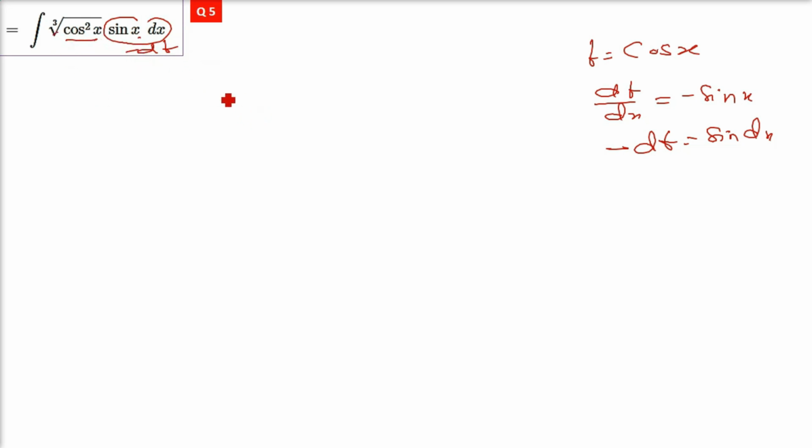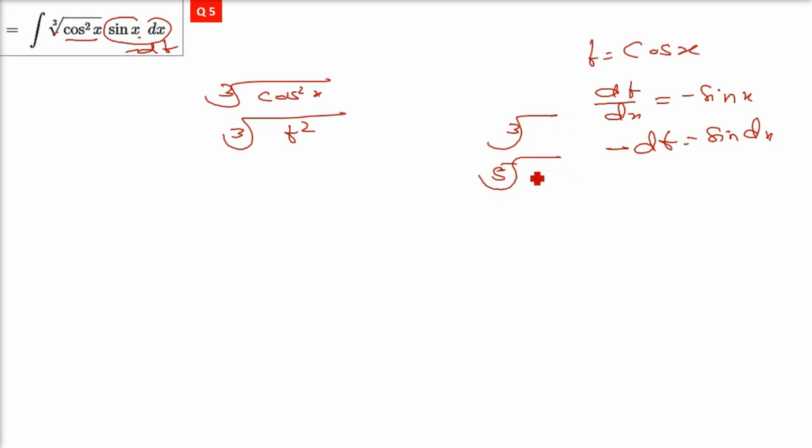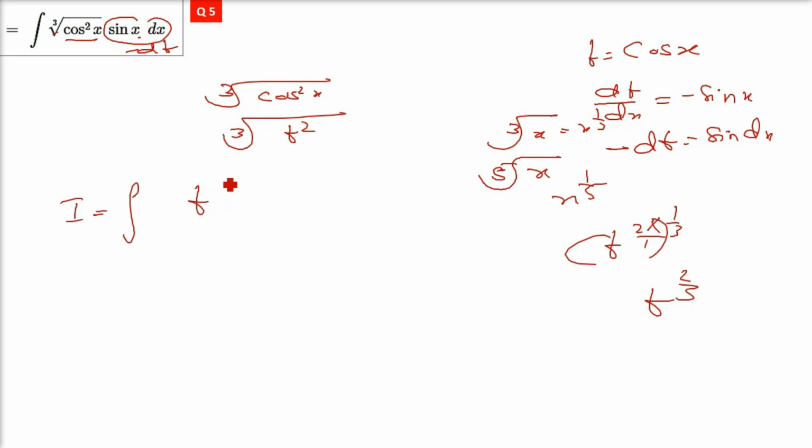So negative dt and integration of cube root of cos square x will become third root of t square. Now anything like the third root or fifth root, it is nothing but, if it is on the x, it's x raised 1 by 3 and x raised 1 by 5. So this t square was already there. Now 1 by 3, so 2 into 1 by 3 gives 2 by 3. So t to the power 2 by 3 it is. So integration will be equal to integration of t raised 2 by 3. In place of sin x dx, just put negative dt.